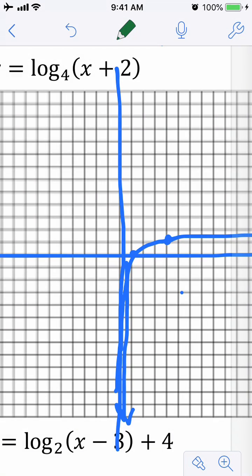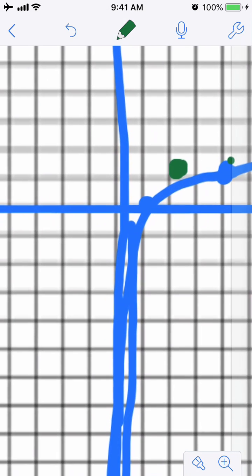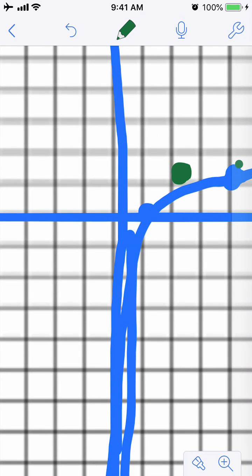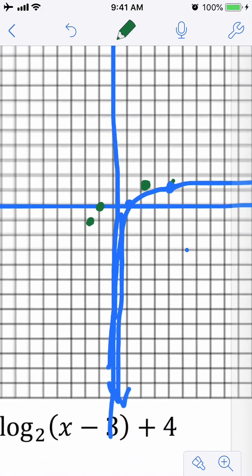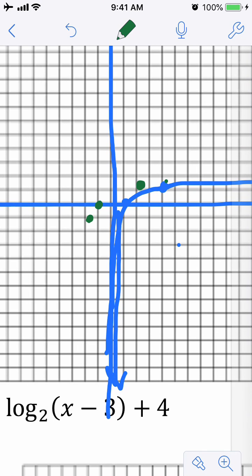Maybe green, and then these points that we made, I'm going to go back 2 from them. So rather than being on 4, 1, I'm going to be on 2, 1. Rather than being on 1, 0, I'm going to be on negative 1, 0. Rather than being 1/4, I'm going to be over here. Right, so I'm going back 2. And then we connect the dots.